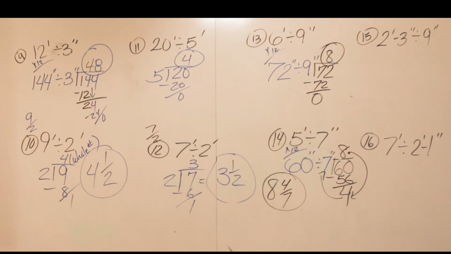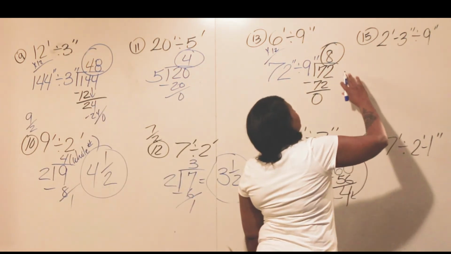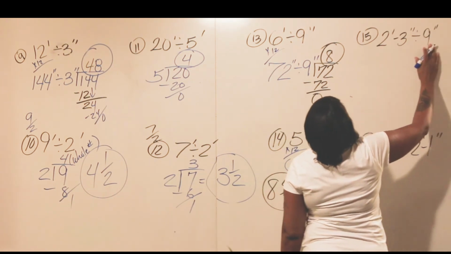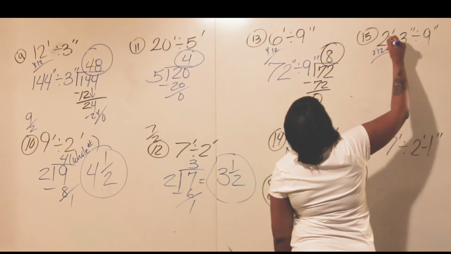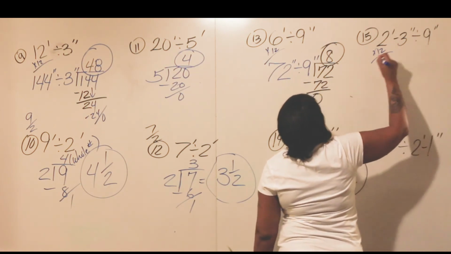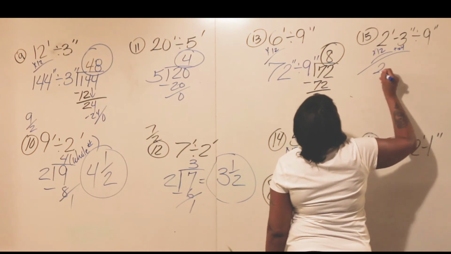Number 15, we've got 2 feet 3 inches divided by 9 inches. The measurements have to be the same, so what do I do? You have to convert the feet to inches. Everything has to be inches from one side to the other. So 2 times 12 is 24. What do we do with that 24? Add the 3. So now we have 27.